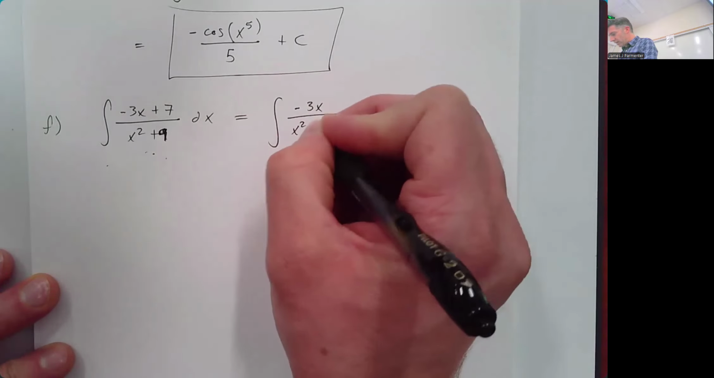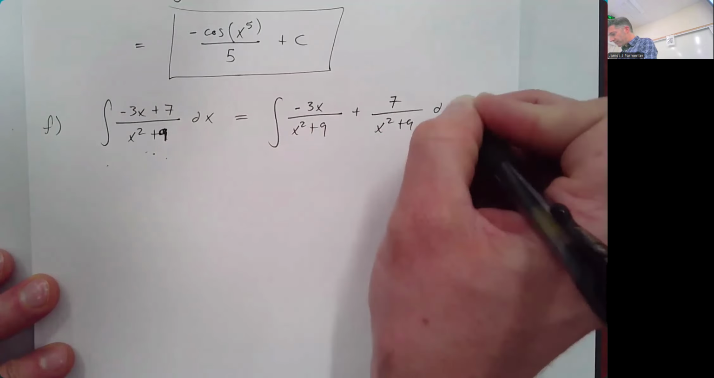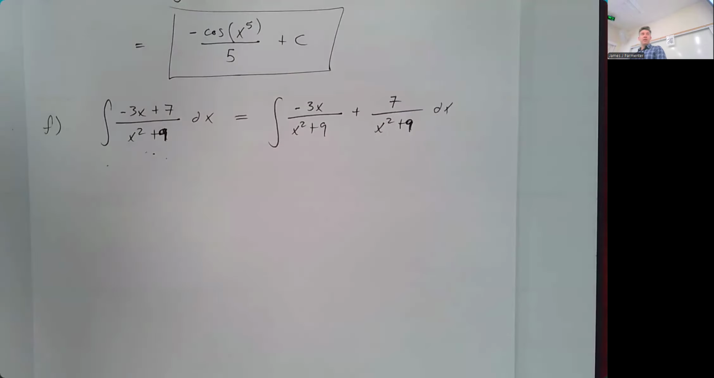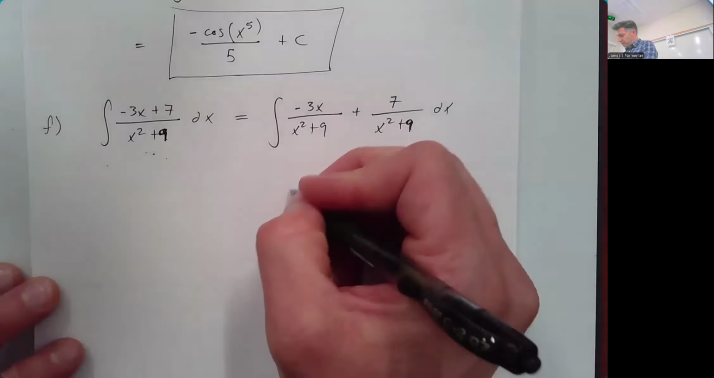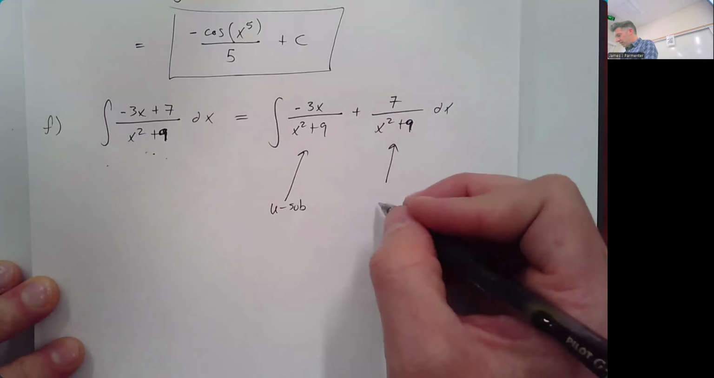3x over x squared plus 9 and 7 over x squared plus 9. One of these will always be a u sub, the one that has the x on top. Okay, so that's always going to be a u sub. The second one's always going to be an inverse tangent.